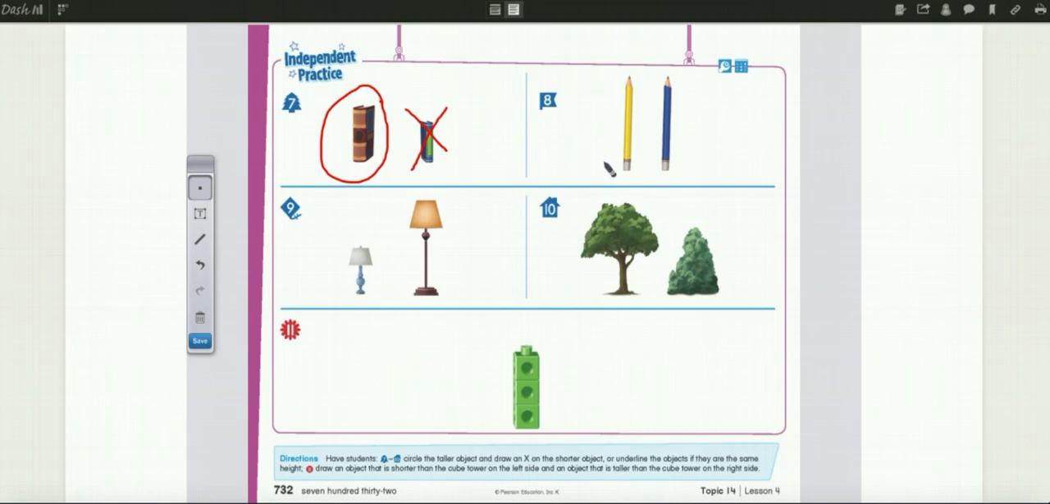What can you tell me about number 8? These two objects are pencils. What can you tell me about them? They are the same height. So we're going to go ahead and underline.